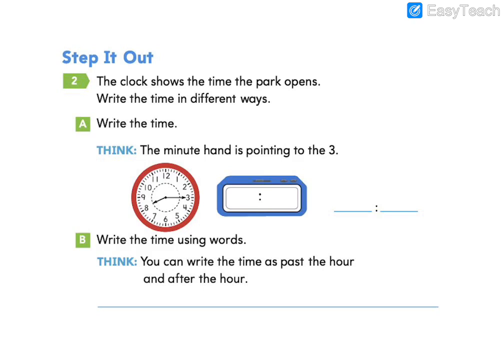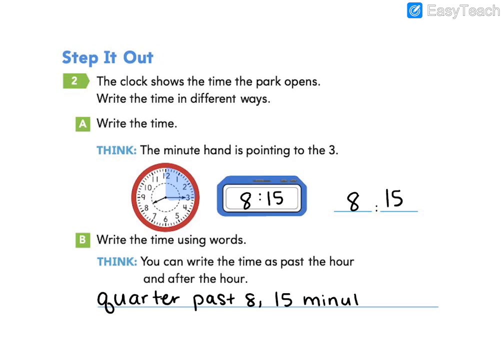When the minute hand is pointing to 3, that means it's 15 minutes. Our hour hand is pointing just past 8. That's because it's 8 on its way to 9 o'clock. But it's still closer to 8. So our time is 8:15. Remember, when I break up my clock like that, it's a quarter past. So in words, I can say, this is a quarter past 8, or 15 minutes after 8.